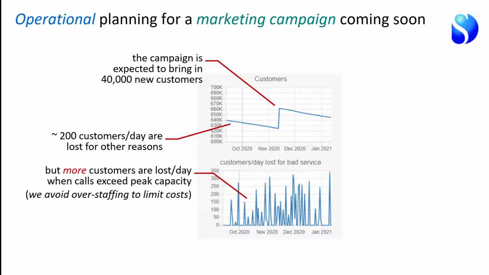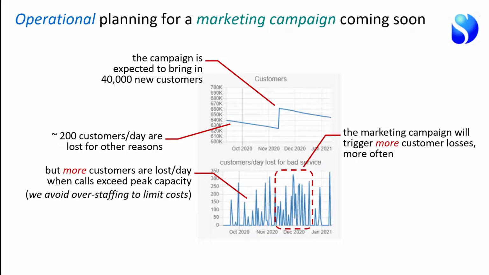So we get the occasional daily spike when there are some bad service episodes and an extra number of customers get lost. But what happens when we trigger that marketing campaign? You'll notice that those peaks are more bunched together in that period. So the marketing campaign brings in more customers that we can't handle, so customer support quality goes down and we have a short period of higher customer loss rates.